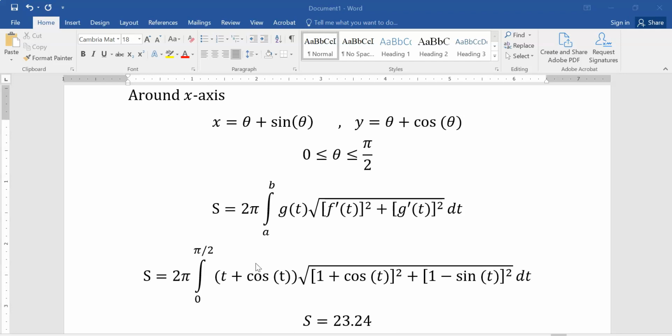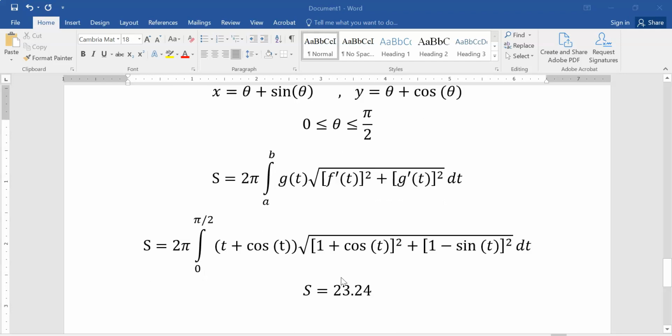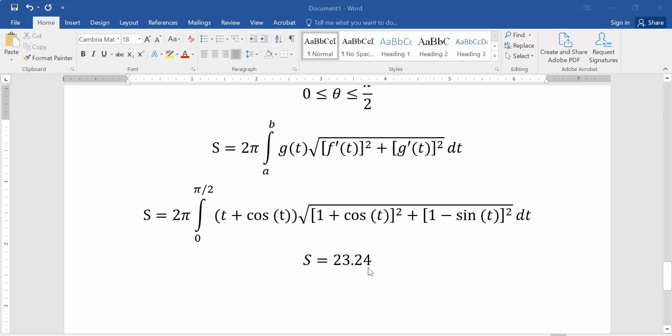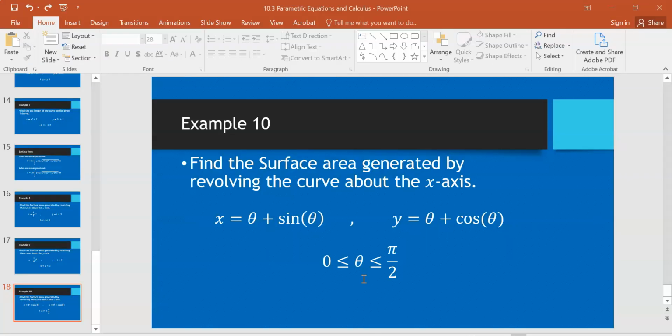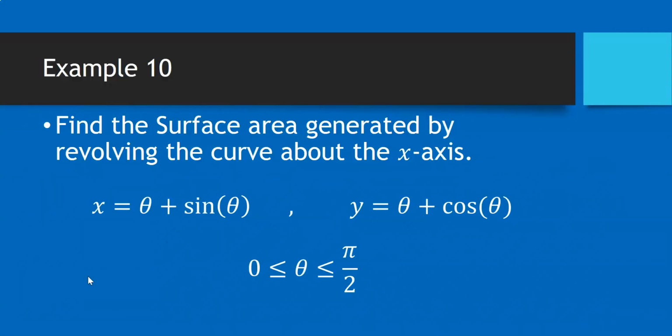And what I ended up with when I punched that all into my calculator is roughly 23.24. It gave me 23.24332 and so on, but that's what happened. So now we see how to get the surface area of anything that we are looking for, at least anything that can be written in terms of parametric equations.